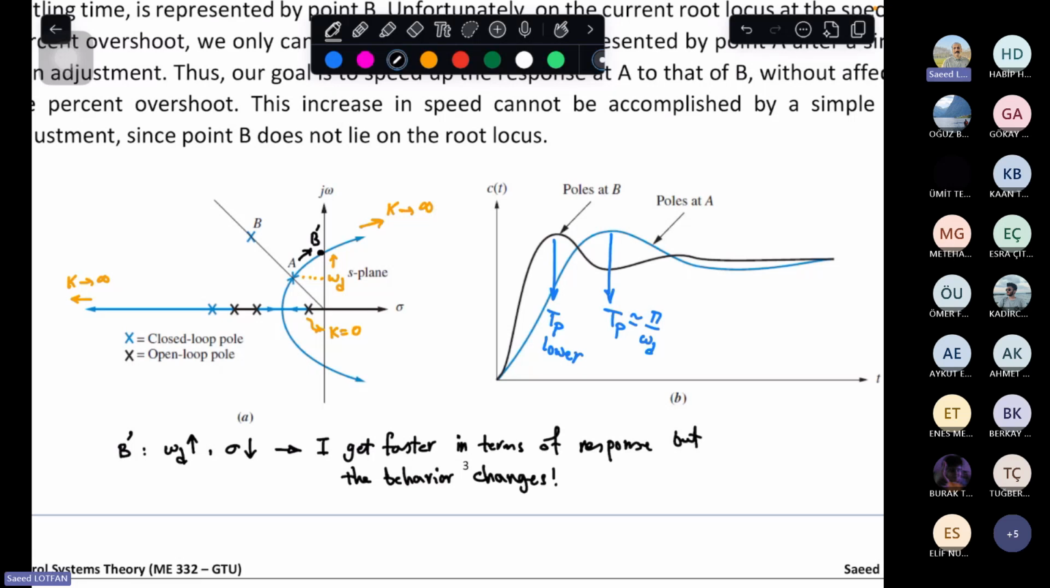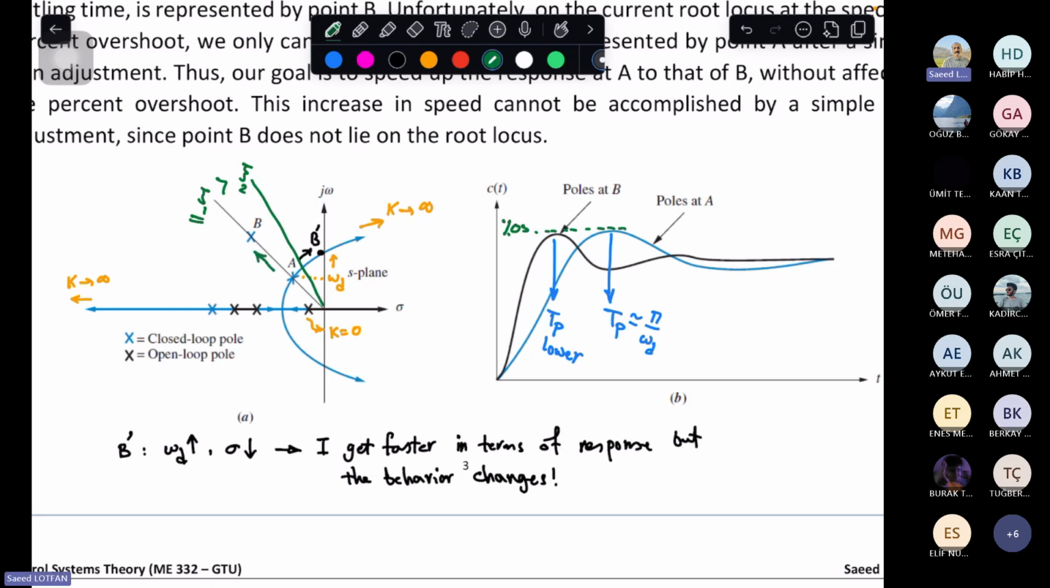What does it mean, the behavior? It means that the damping changes, because we know that these constant lines are constant damping. So zeta 1 and zeta 2. This means that zeta 2 is smaller than zeta 1. So I'm getting faster response, but zeta is decreasing, so the overshoot is increasing. But this is not what I want. So I want the same zeta. That is, these two parts have the same overshoot. For the same overshoot, I have to move from A to B.